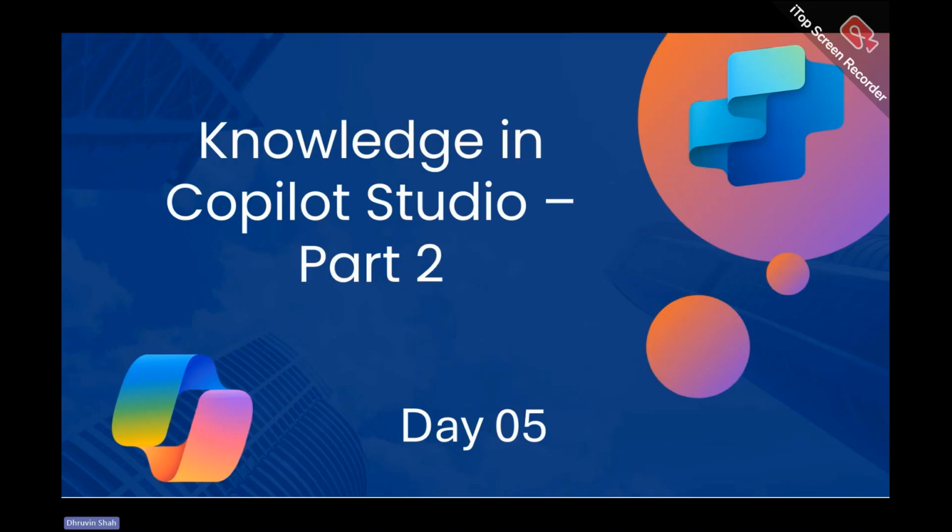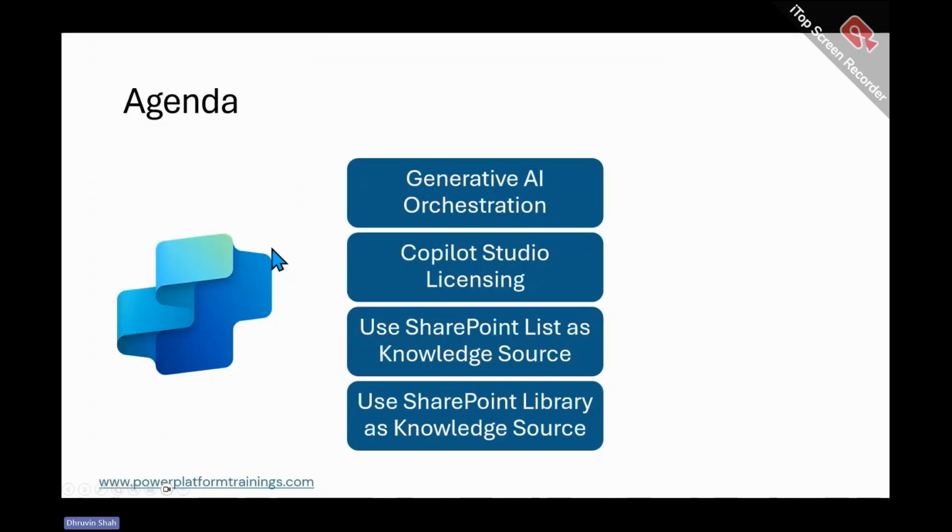Today, we are going to go one more level up from where we left last time. In previous sessions, specifically, we talked about the different kinds of knowledge sources. In the last class, we talked about the file data source and the public-facing websites. So at least now we have a clear understanding of what a knowledge base is inside any Copilot agent.